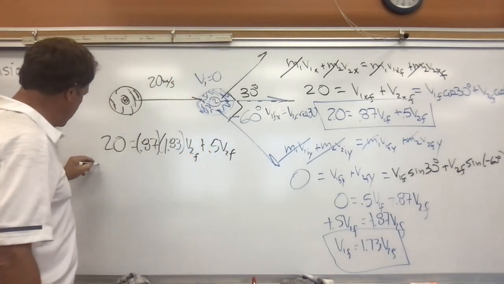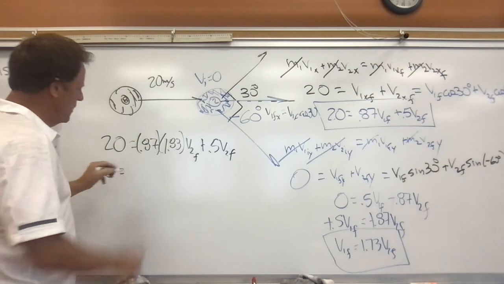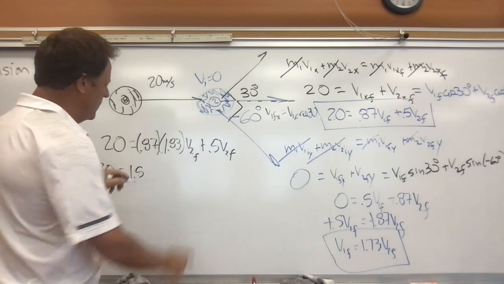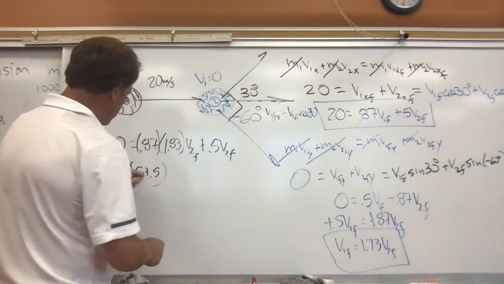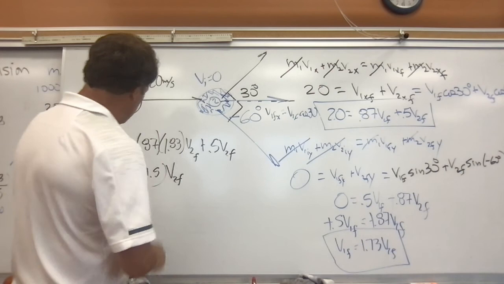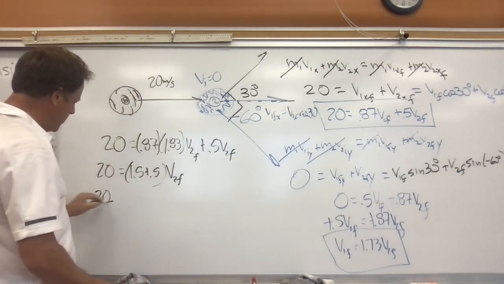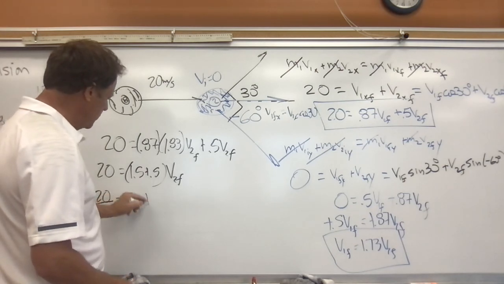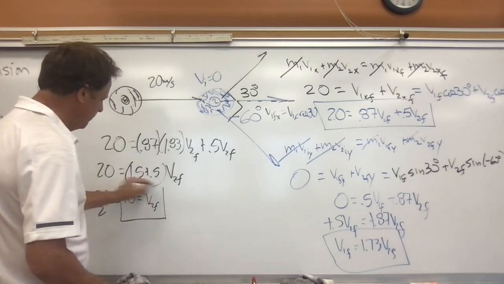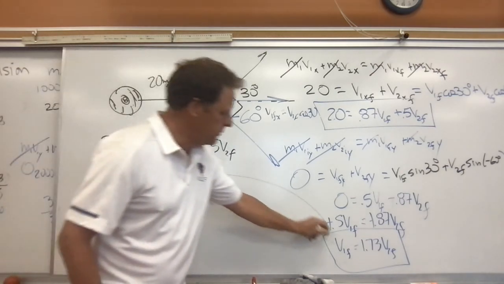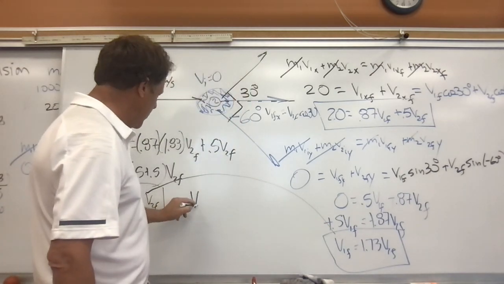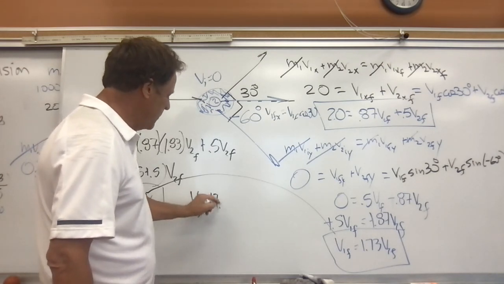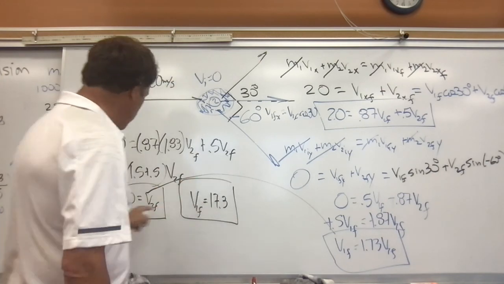And now we can say that 0.87 times 1.73 is 1.5, plus 0.5, is 2 v2 final. 20 divided by 2 is equal to 10. And 10 is equal to v2 final. Now we're going to take this and we can substitute it in there. And now we can get v1 final, and that is equal to 17.3. And now we have our two values.